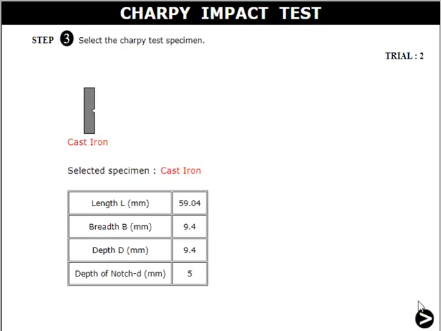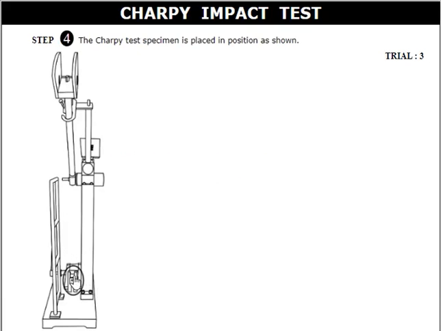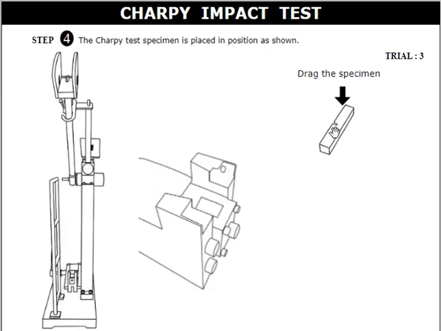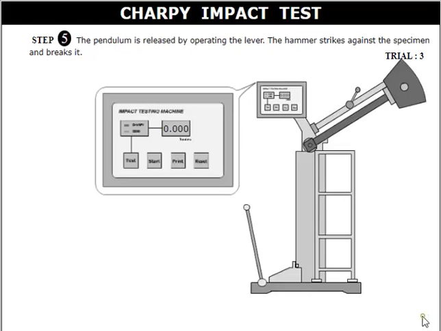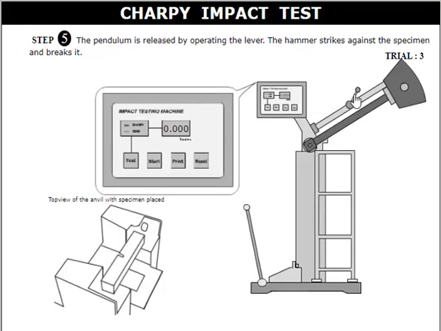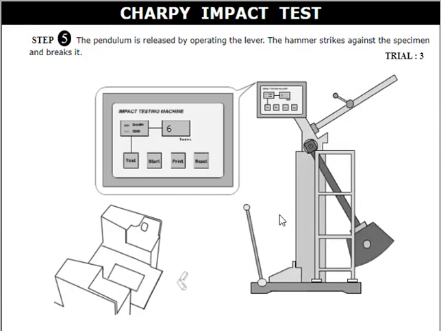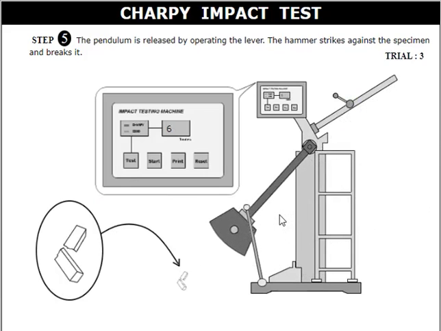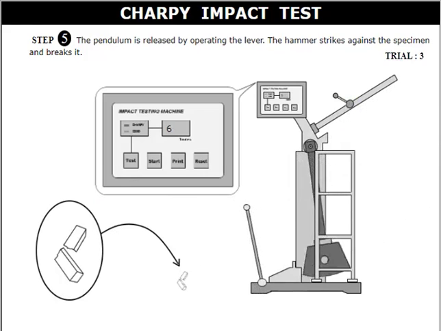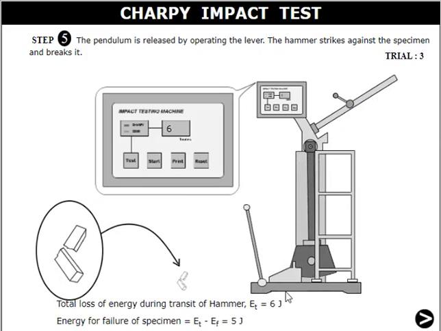Now again we have to go for trial number 3. Same we have to follow the procedure. We have to keep the sample on the anvil in simply supported type. We are releasing the lever and observing the value of energy on the display. So here we get the energy for failure of the specimen equal to 5 joule.